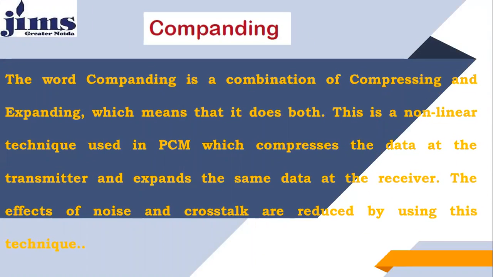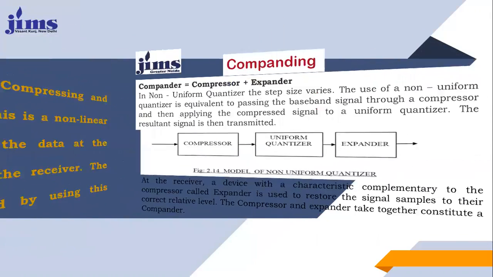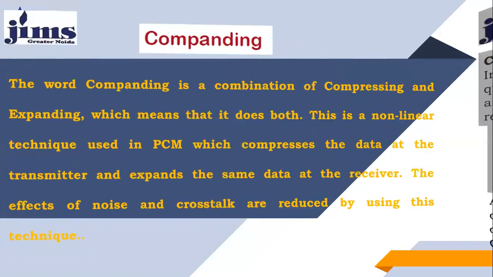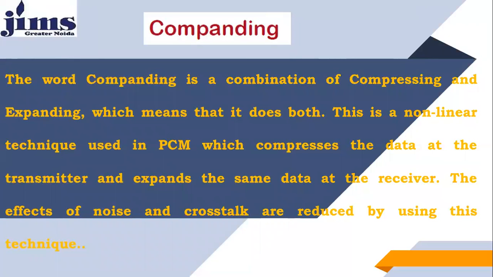As I discussed earlier, the word companding is the combination of compression and expanding. Compression is the process done at the transmitter side. Expanding is the process done at the receiving side, which means that it does both. So companding means both processes, compressing and expanding. And this is a non-linear technique used in pulse code modulation, which compresses the data at the transmitter and expands the same data at the receiver.